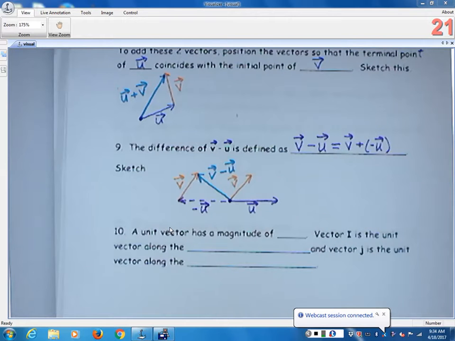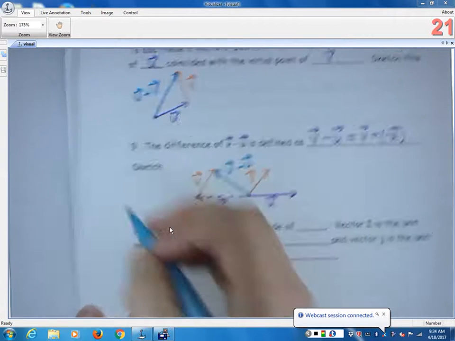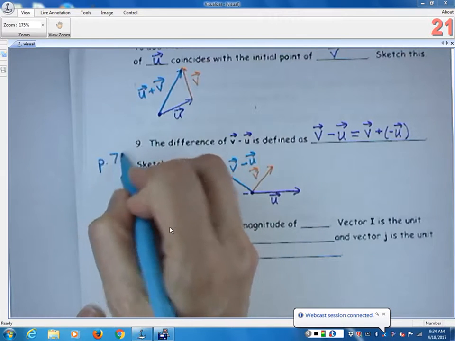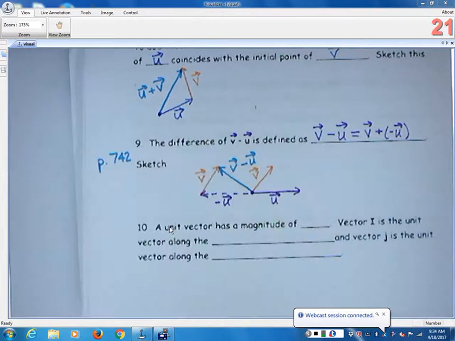So I'm sure that this is page 742. I'm sure there's a nice sketch in the book. You can see the colors if you're looking at my screen. You can kind of see it here.